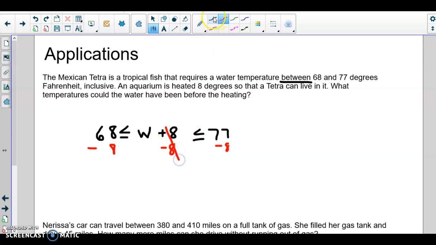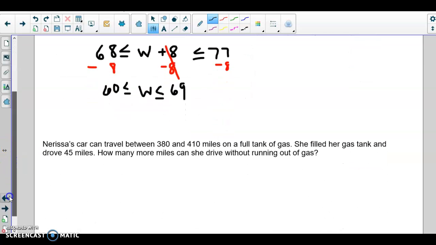To isolate the W, the water temperature, in the middle, I get 60 less than or equal to W less than or equal to 69 over here when I subtract 8. So the water temperature before heating was between 60 and 69 inclusive. Go ahead, try this second example on your own.